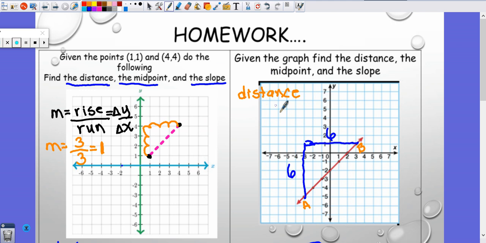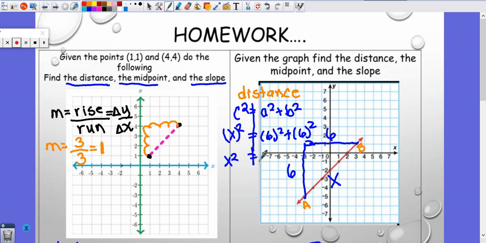So if I use the Pythagorean Theorem, and I'm looking for the hypotenuse, I would say c squared equals a squared plus b squared. And using the side that I'm looking for, call it x, I get x squared equals 6 squared plus 6 squared. And so we get x squared equals 36 plus 36.